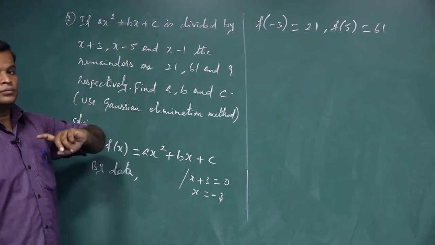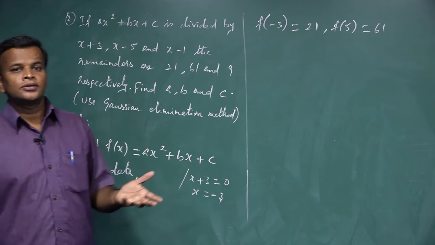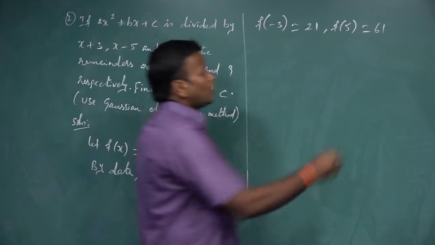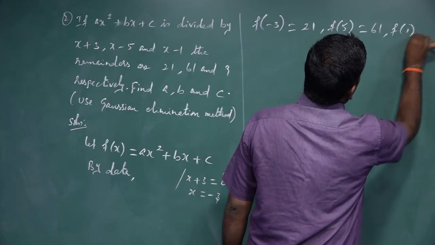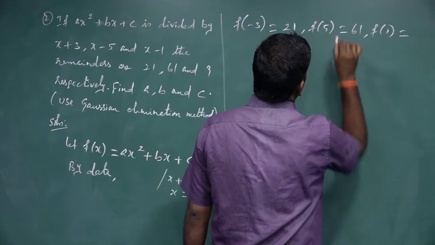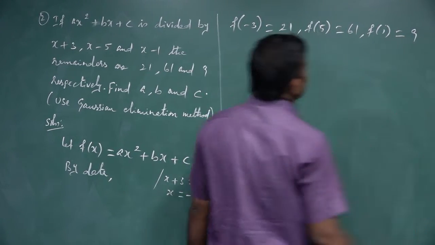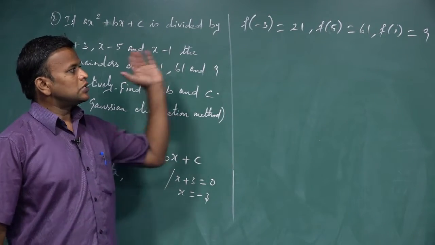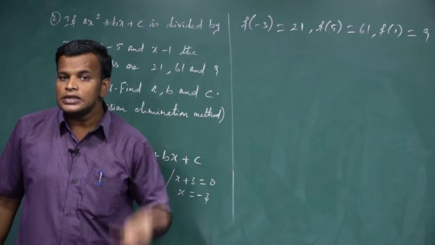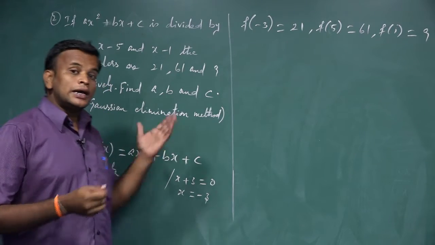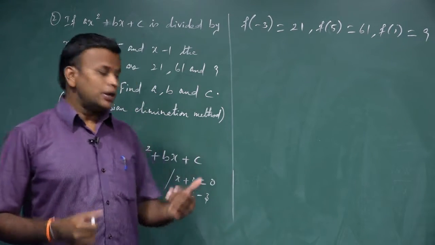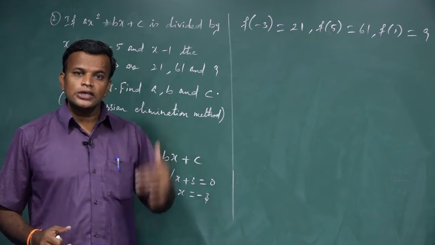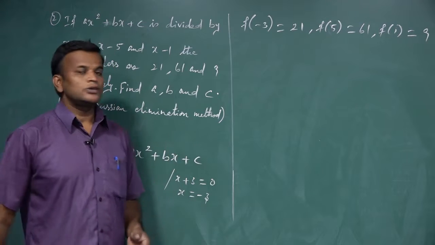How to write the third one? It is x minus 1. We put x minus 1 equal to 0. The value of x is equal to 1. So f of 1, the value of f of 1 should be equal to 9. So it is our given data. Now using these data, first we form the equations. In the previous class, the equations were given directly, and then we solved them by the Gaussian elimination method. So in this problem, first we form the equations and then solve the given equations.